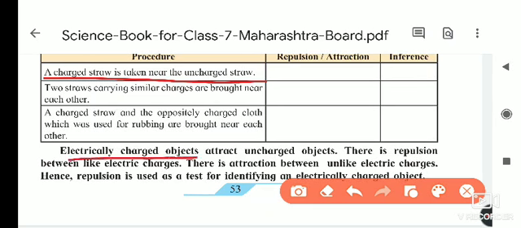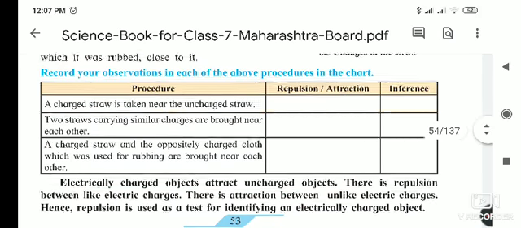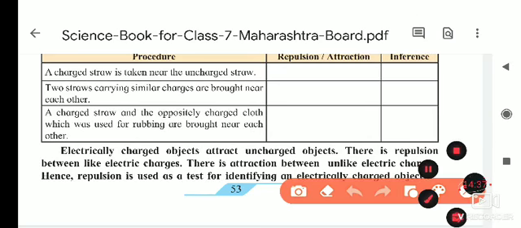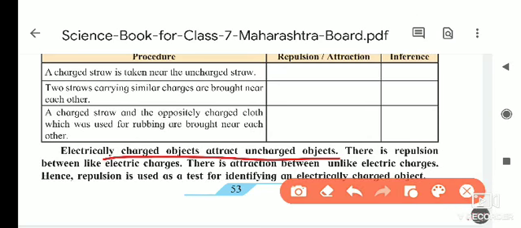Electrically charged objects attract uncharged objects. So what will come here? There is an attraction. And what is the inference we have to write? That is, the electrically charged object attracts. There is an attraction between uncharged and charged objects.